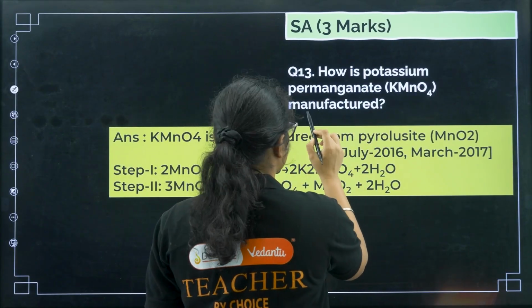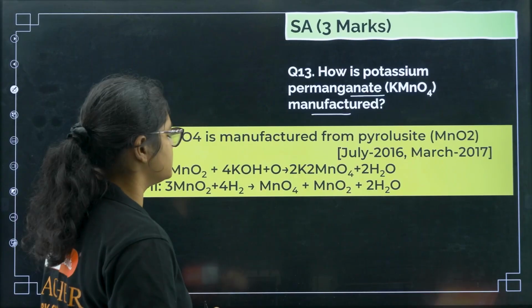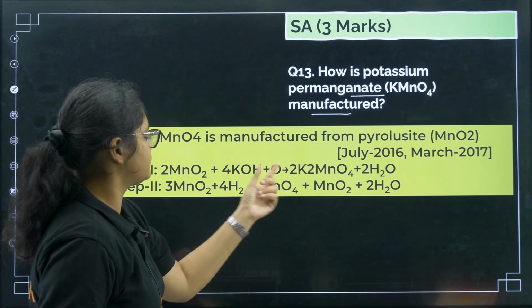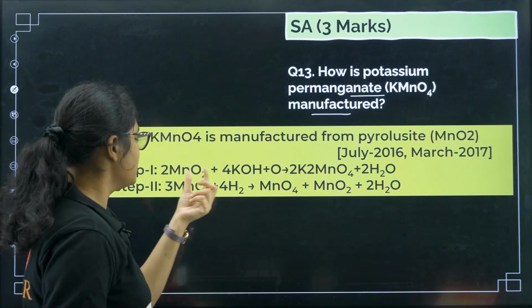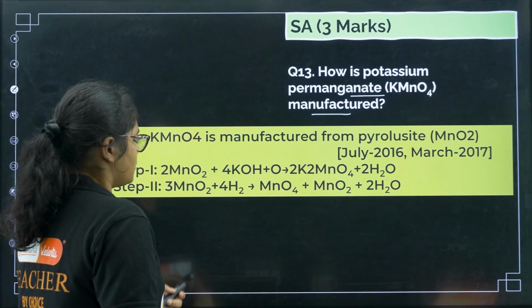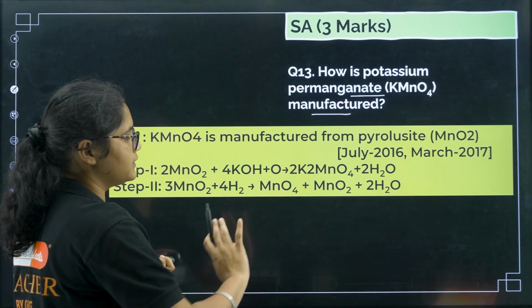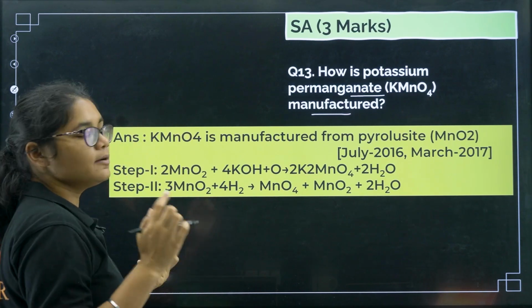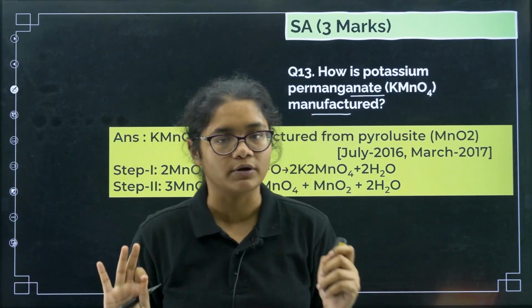Next, how is potassium permanganate manufactured? We have done a similar question in 2 marker also. So MnO2 is first converted to K2MnO4, that is manganate, then K2MnO4 is converted to KMnO4. So you will get the reaction here. You have to remember this reaction, this is very important. Both the manufacture of KMnO4 and K2Cr2O7 are important questions.